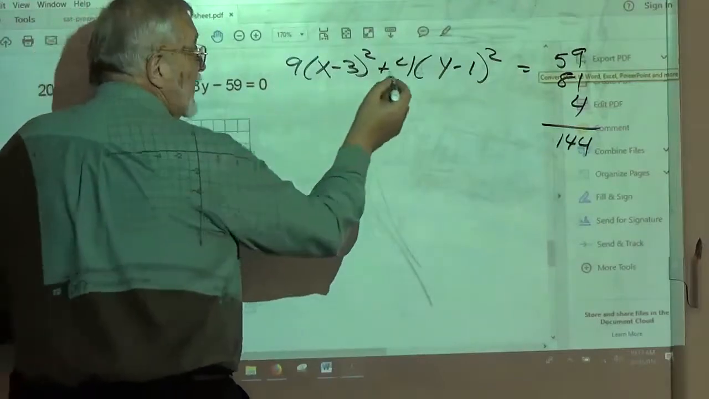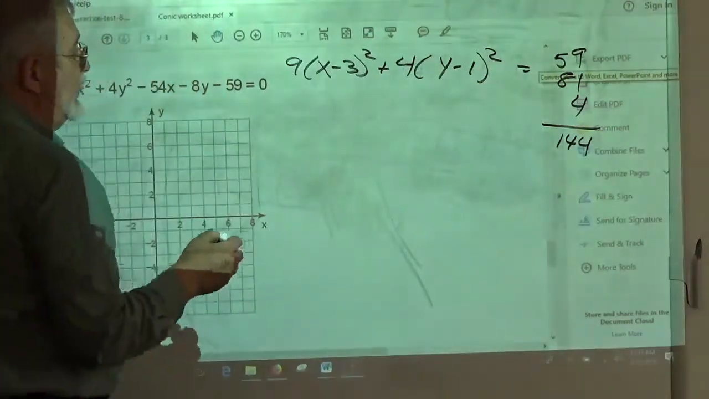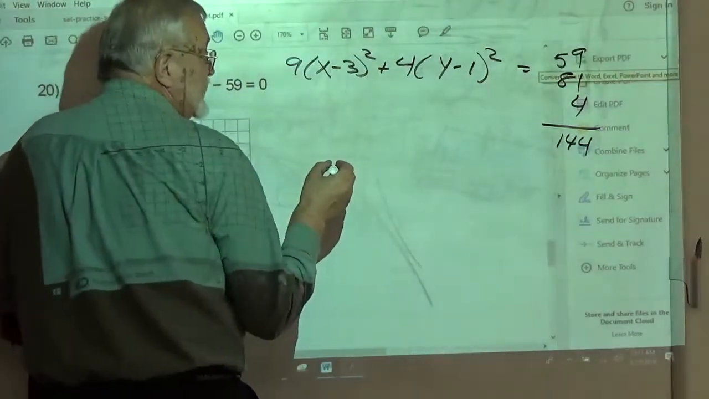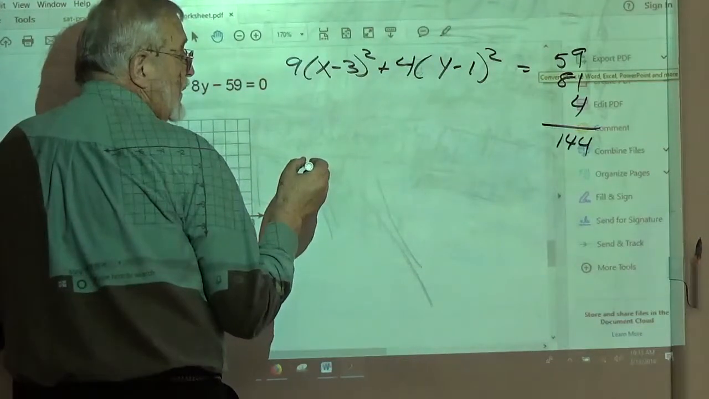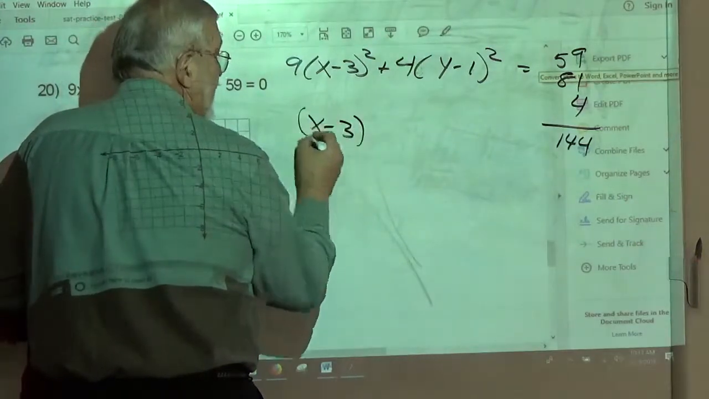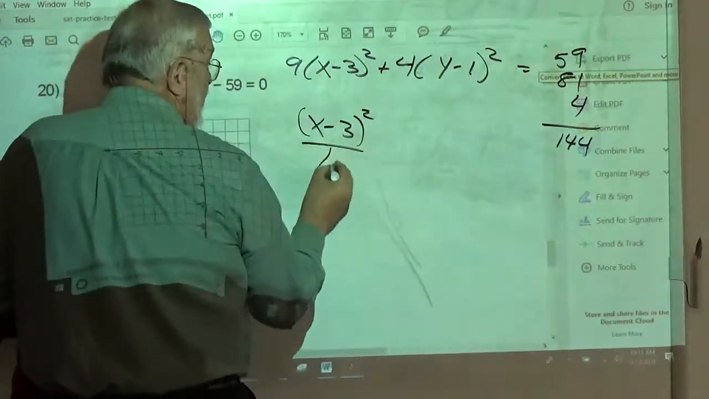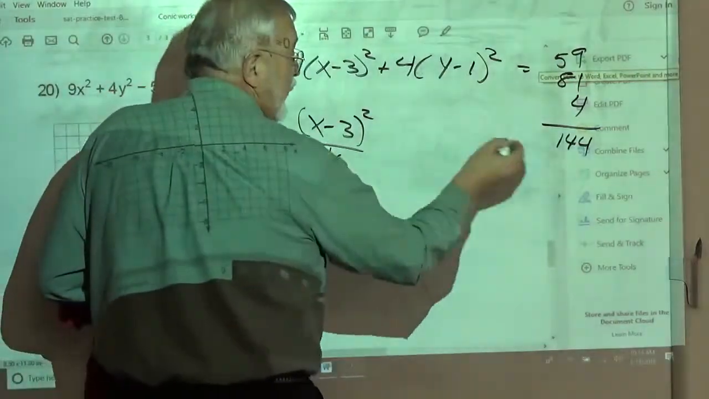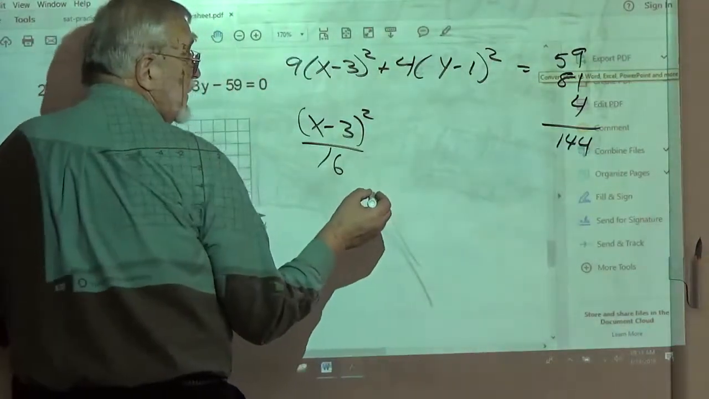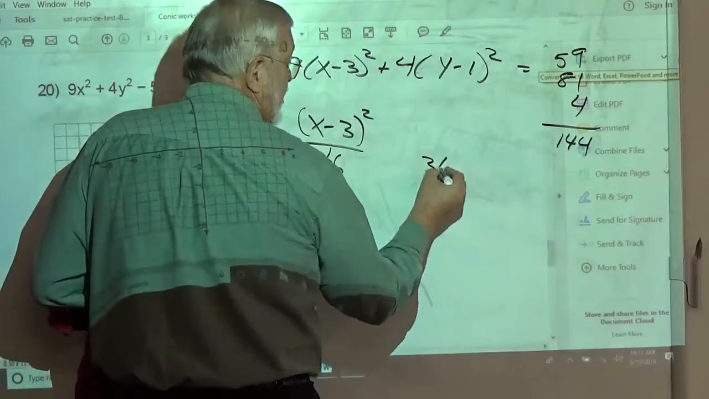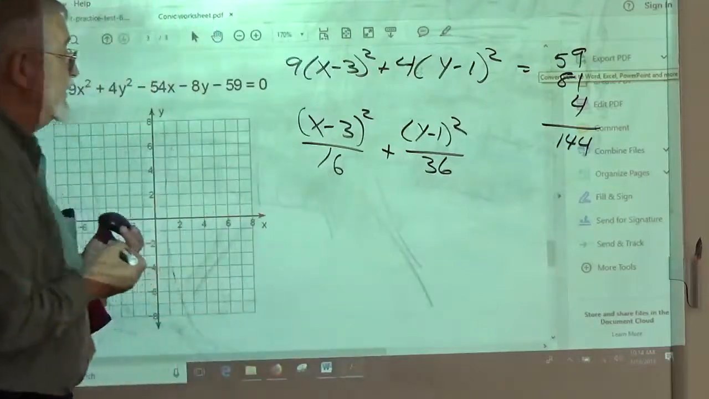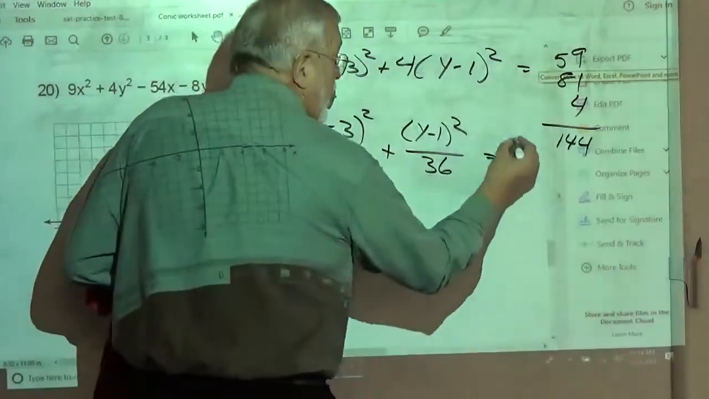That's supposed to equal 144. So what is 144 divided by 9? Is that 16? Yeah. So when I divide everything by 144, this produces a 16, and 4 into that, what's 144 divided by 4? 36. I thought so. And now this is a 1.